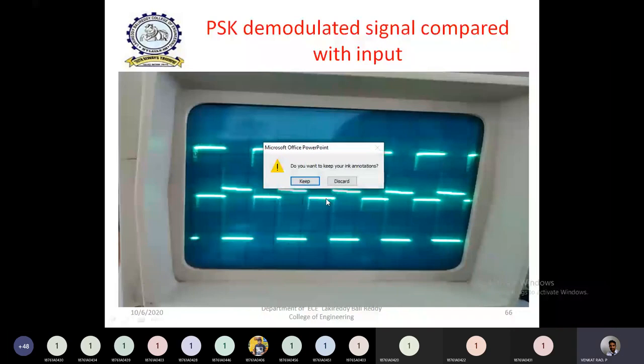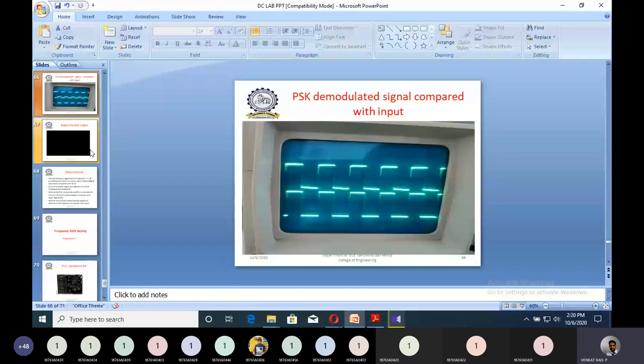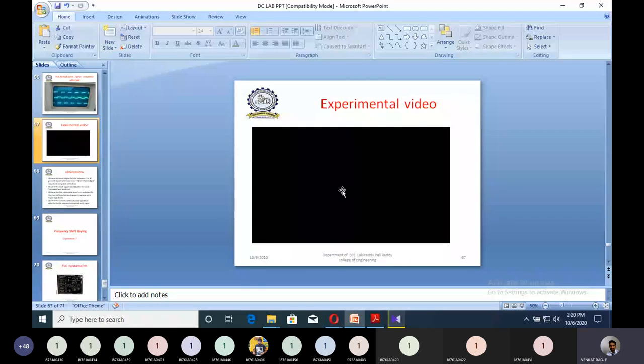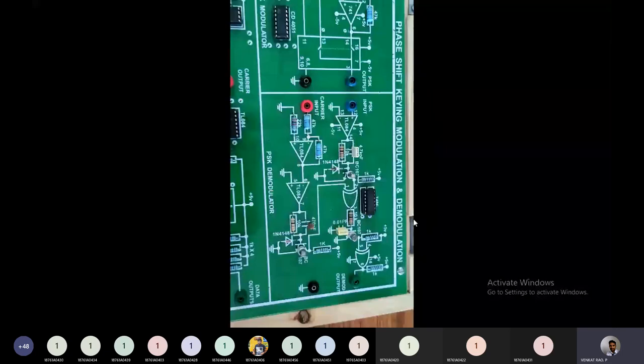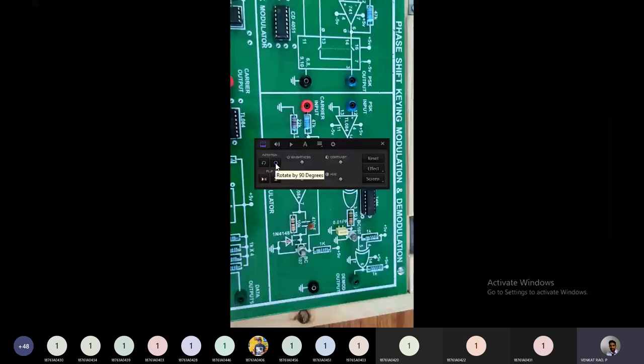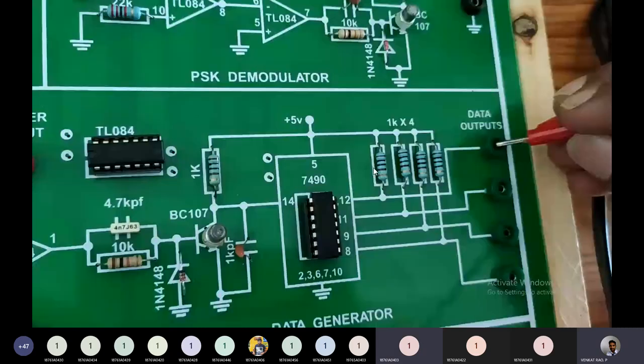For the experimental video, in this slide it is not showing perfectly because the video is playing in vertical mode. So let me use this player. Are you able to see this screen? Yes, sir. Okay, good. So let me pause this video sometimes.